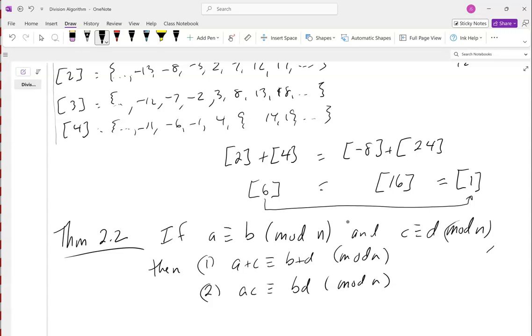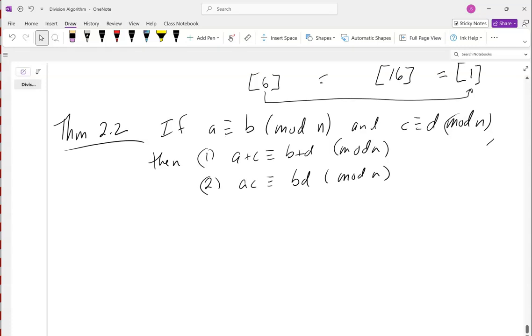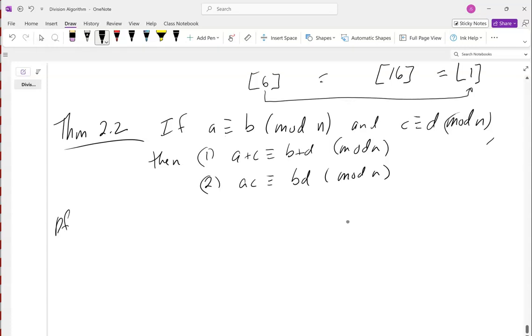So let's see if we can prove this. Okay. So if we want to prove it, remember we're starting with A is equivalent to B mod n, and C is equivalent to D mod n.